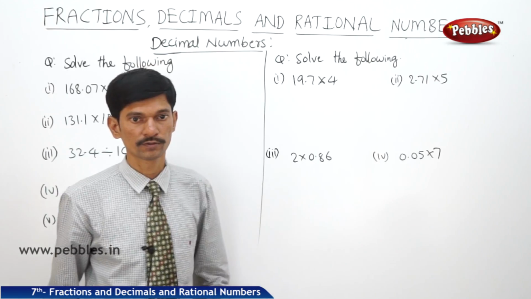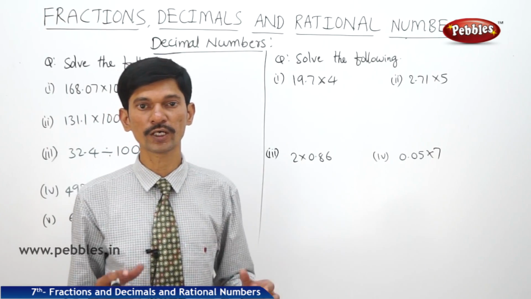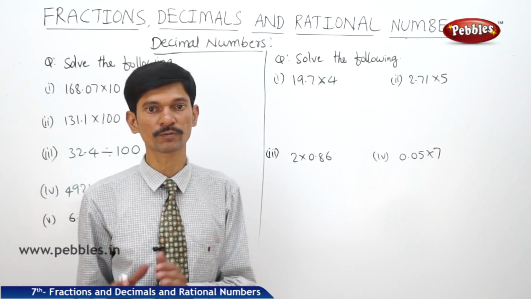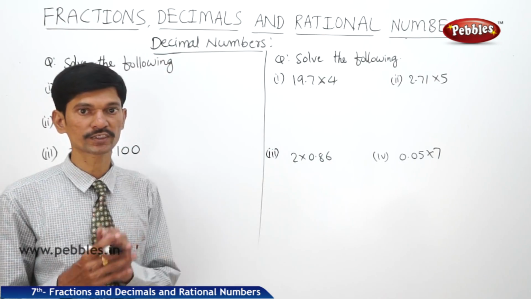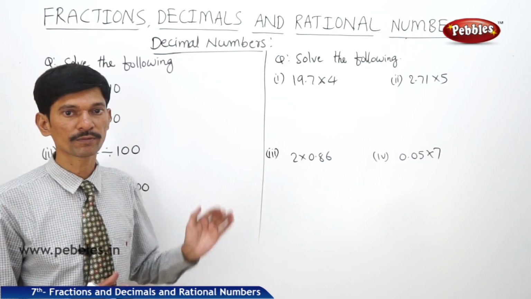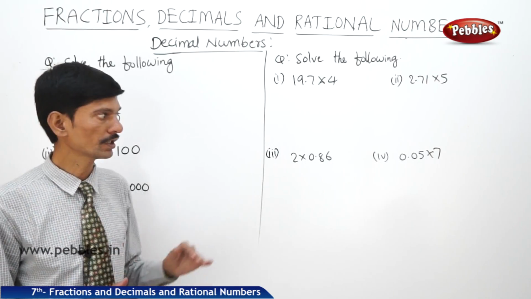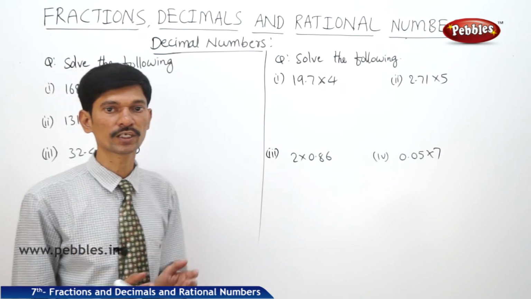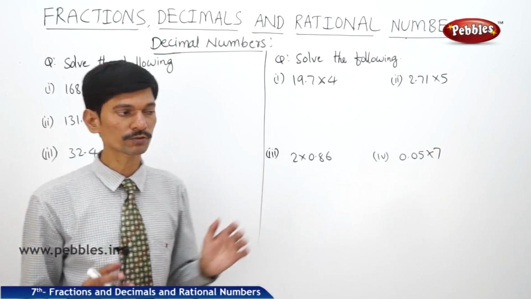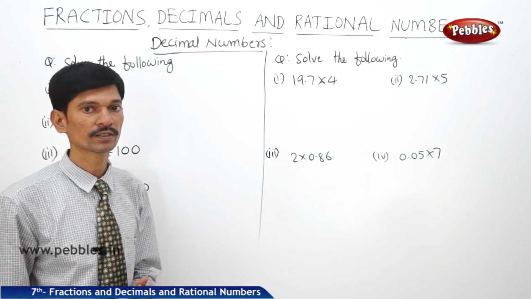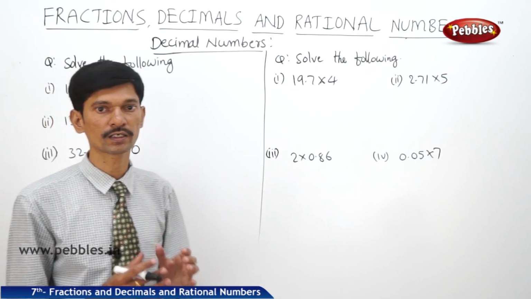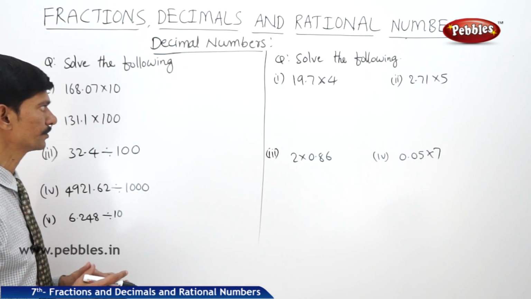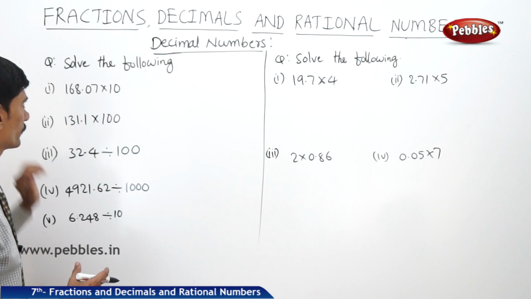So this equals 80.2. So far we have learnt how to multiply a decimal number by a whole number, multiplication of two decimal numbers, multiplication of decimal numbers by numbers such as 10, 100, 1000, and also the division of a decimal number by a whole number, division of two decimal numbers, and also the division of a decimal number by numbers such as 10, 100, 1000, etc. Now let us solve a few problems based on all these concepts. Now the first question, solve the following.